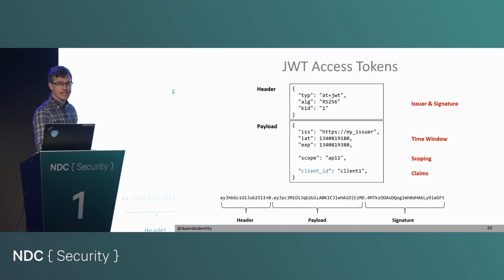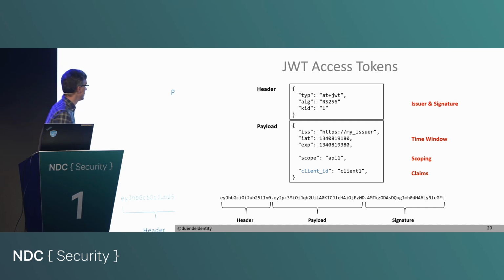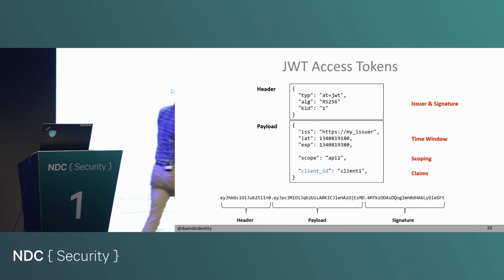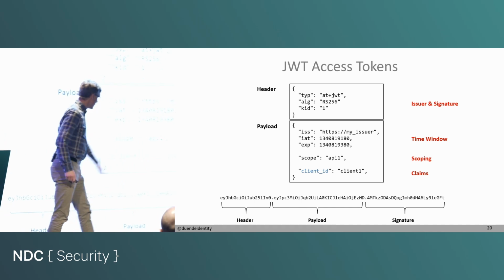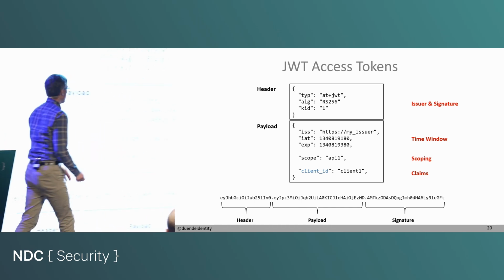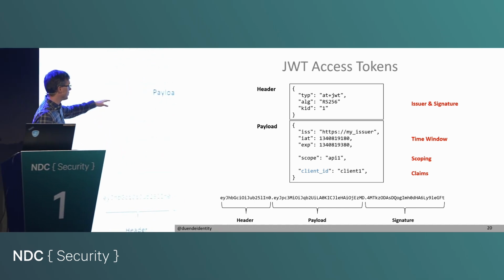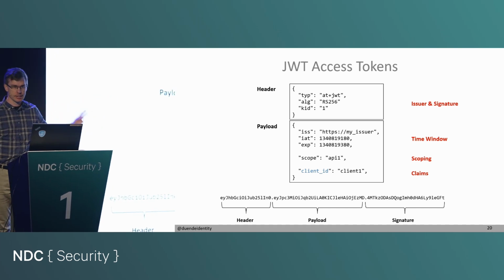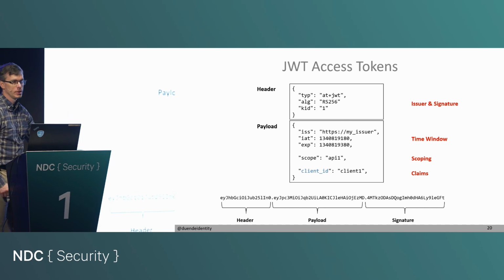It contains the same elements that we had in our SAML token we reviewed earlier. Issuer and signature. We have the issuer over here. We have a signature at the end. We have a time window. The IAT is issued at, and the expiry. Those are Unix timestamps, which indicate the validity period.